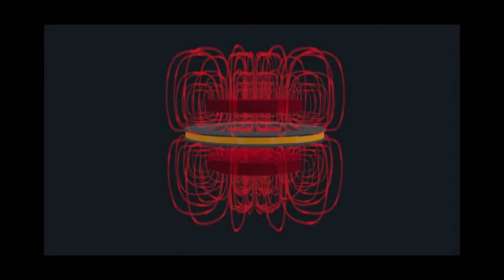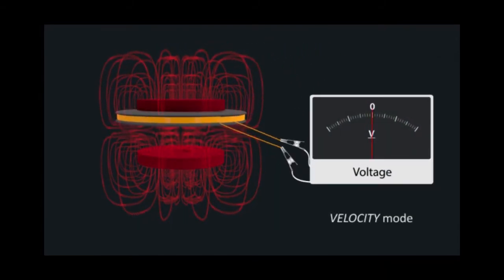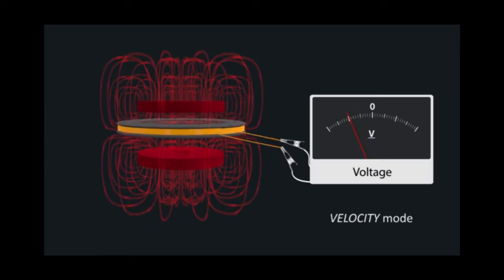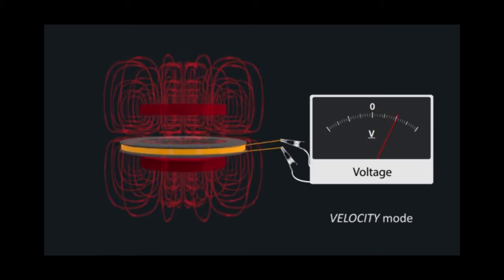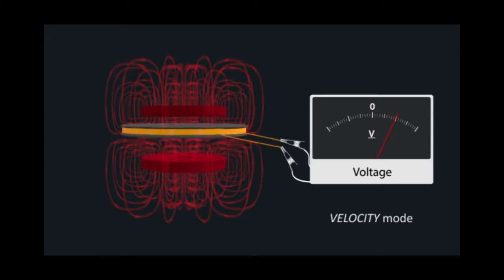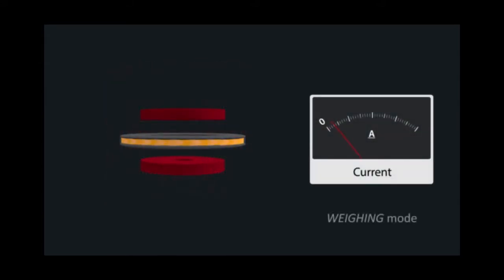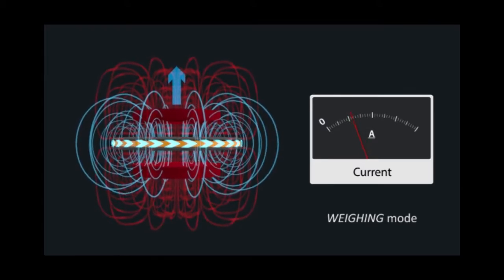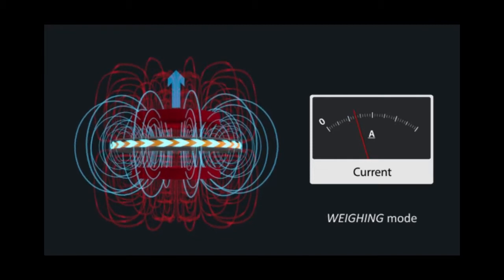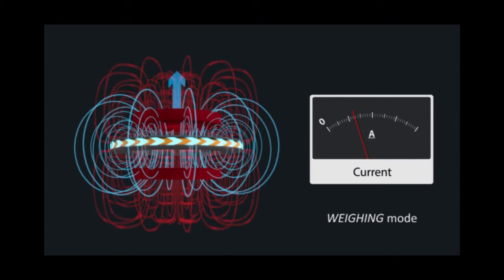The first, called velocity mode, uses an electric motor to move the coil through the magnetic field at a constant velocity. This movement induces a voltage in the coil that is exactly proportional to the field strength. Measuring the voltage indicates the field strength. In the second mode, called weighing mode, an electrical current is run through the coil to turn it into an electromagnet. As the coil's field interacts with that of the permanent magnets, an upward force is exerted, proportional to the current, which can be measured.